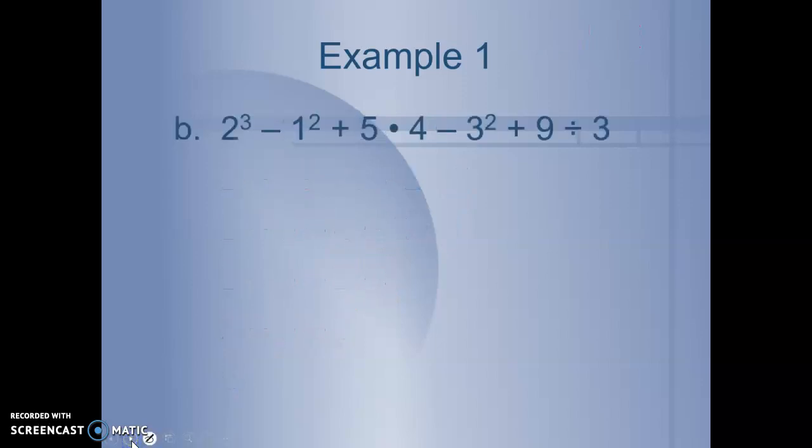Pause the video just for a second. Try this one on your own and see if you can come up with the right answer.